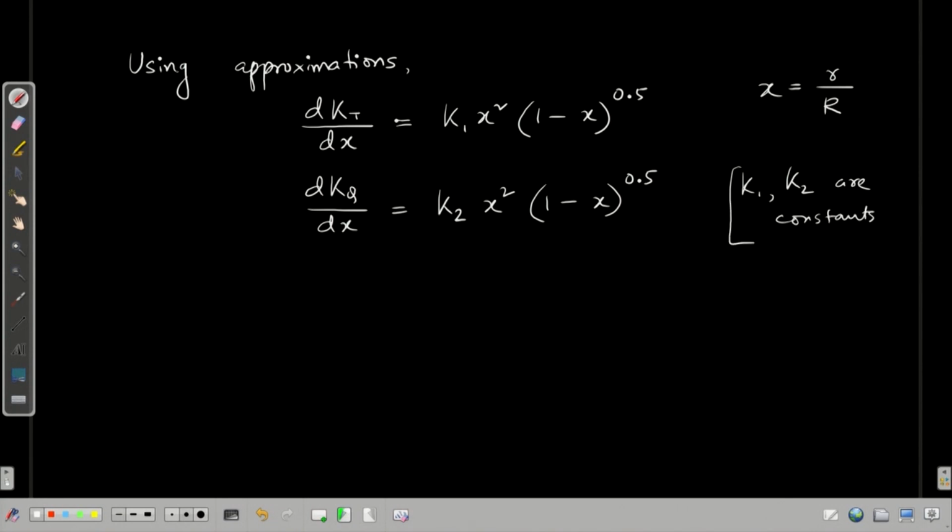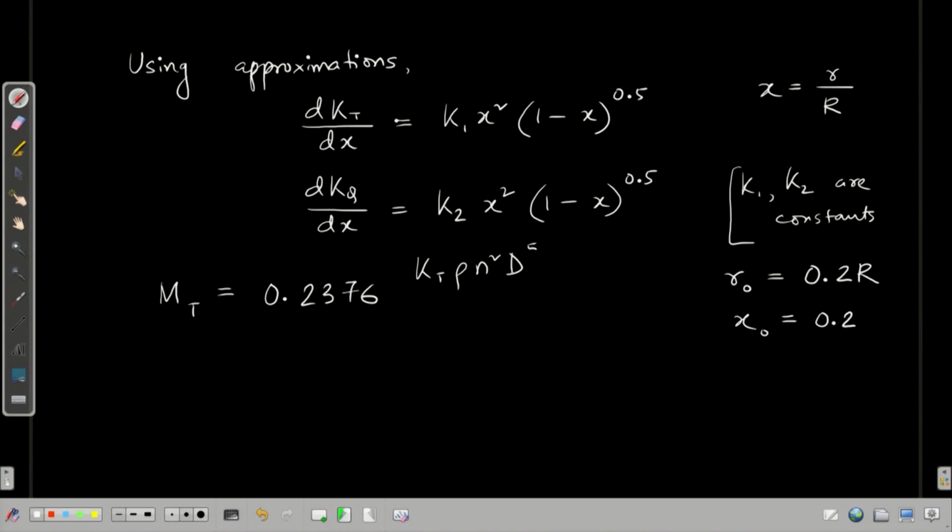So, if we substitute these relations in the equations for bending moment due to thrust and torque, and we simplify, assuming that the root location is at 0.2 R, that means x0 equal to 0.2, then we have MT in this form, which gives us a simple formula based on the thrust, the diameter and the number of blades.